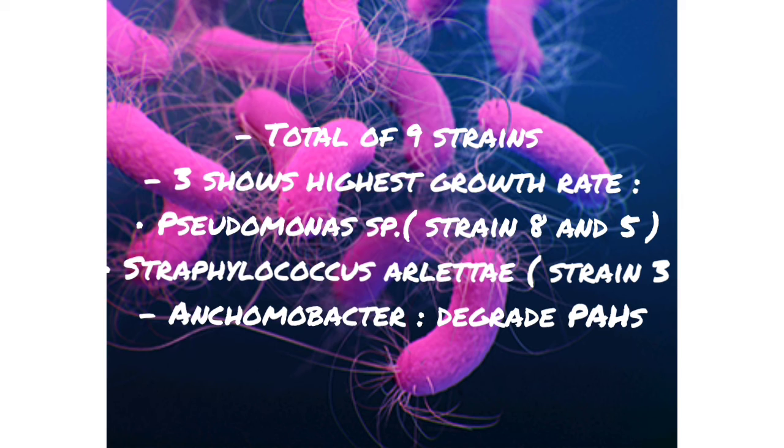Next, one of the bacteria, which is Acinetobacter, has the ability to degrade PAHs, and the other bacteria have a slow growth rate compared to these three strains. These three strains show that they have the highest growth rate and are suitable to be used for the bioremediation of the crude oil pollution.